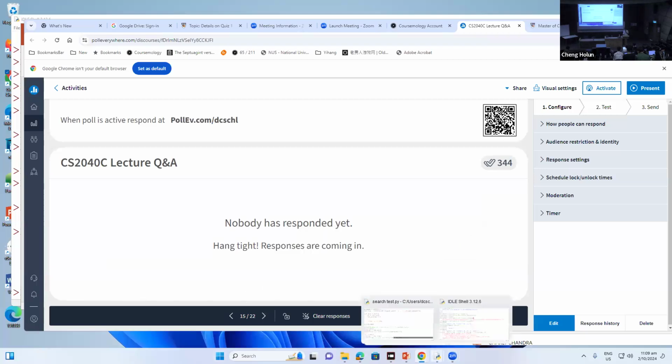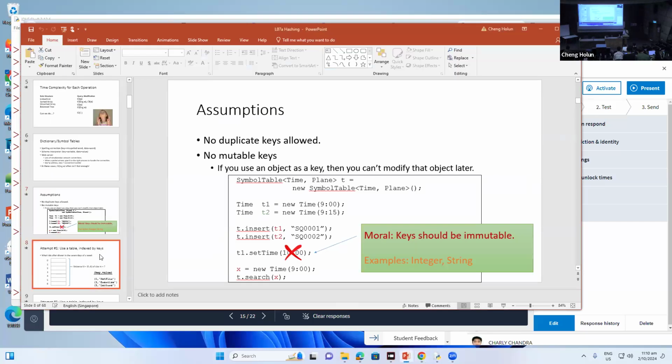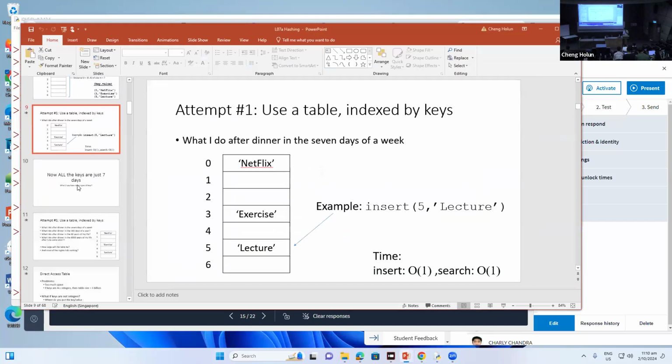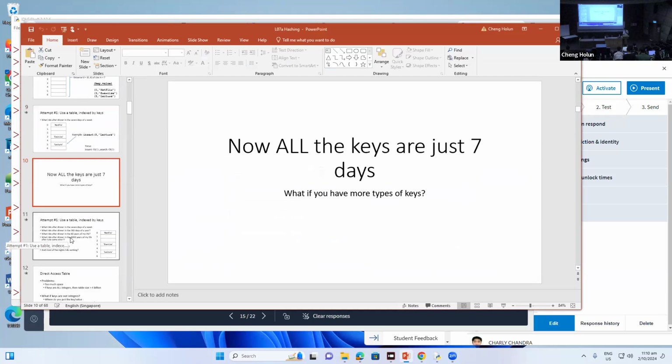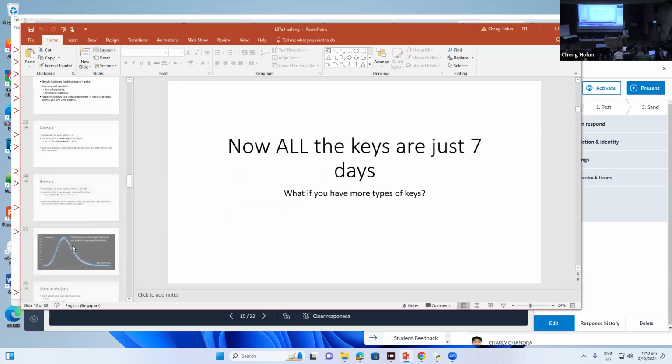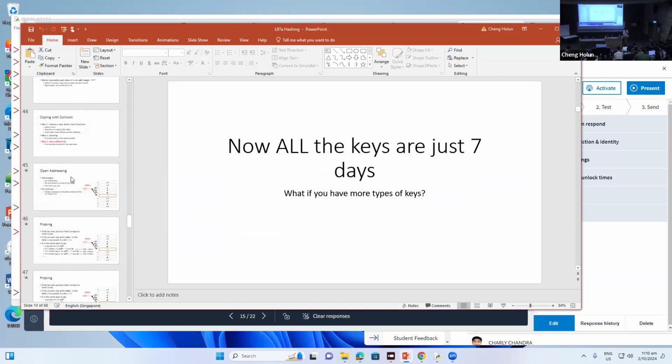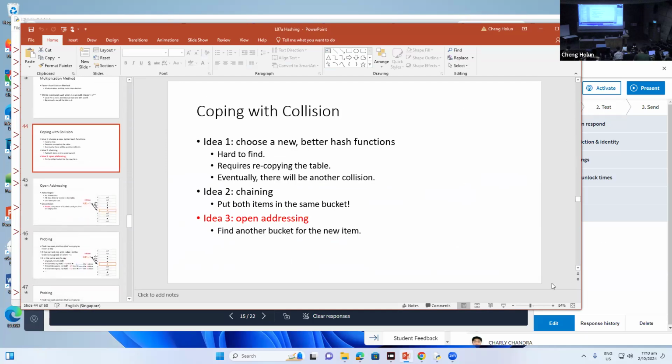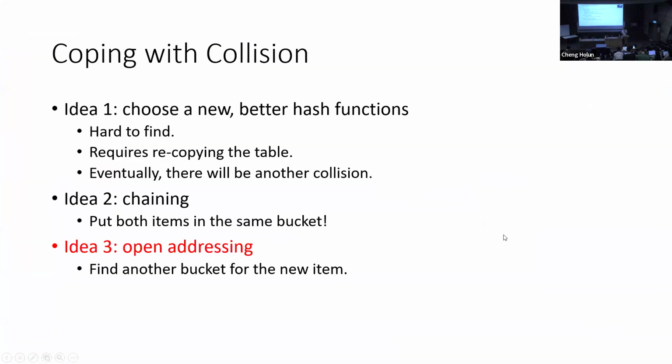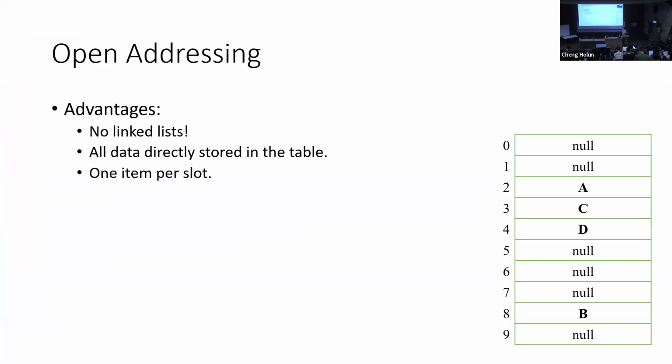Okay. Let's continue. Open addressing. Instead of putting all of them into the same bucket, I find another bucket. Look at this. I want to implement my hash table without the linked list.